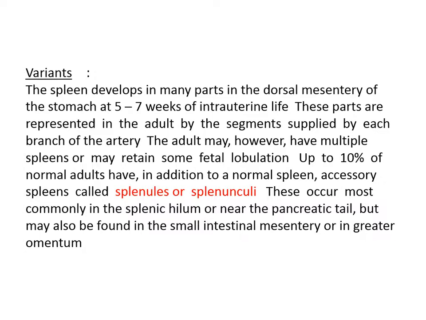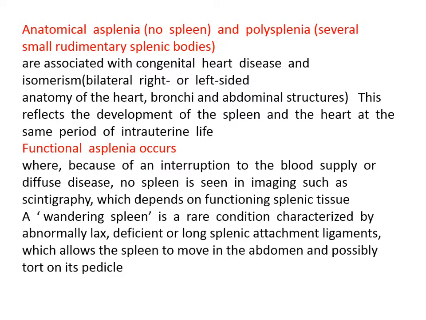In addition to a normal spleen, there may be accessory spleens called spleniuli or spleniculi. These occur most commonly in the splenic hilum or near the pancreatic tail, but may also be found in the small intestinal mesentery or in the great omentum. Anatomical asplenia means no spleen, and polysplenia means several small rudimentary splenic bodies. They are associated with congenital heart disease and isomerism, which means bilateral right or left-sided anatomy of the heart, bronchi, and abdominal structures. This reflects the development of the spleen and the heart at the same period of intrauterine life.